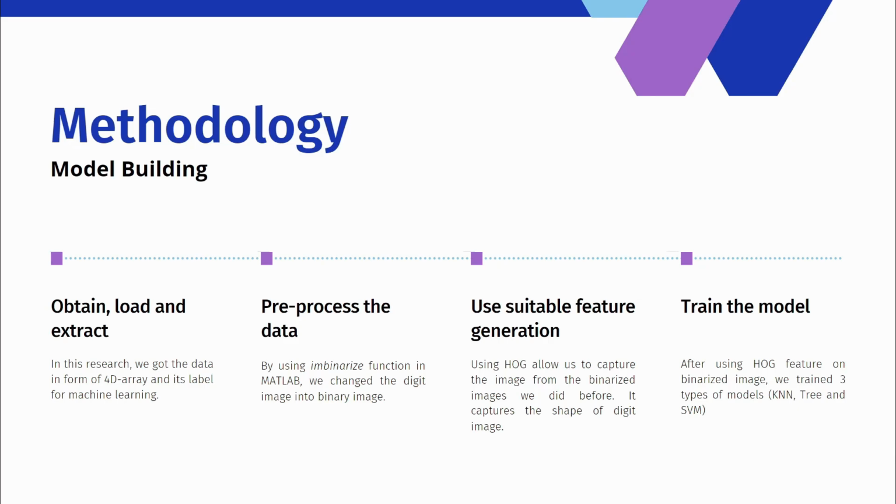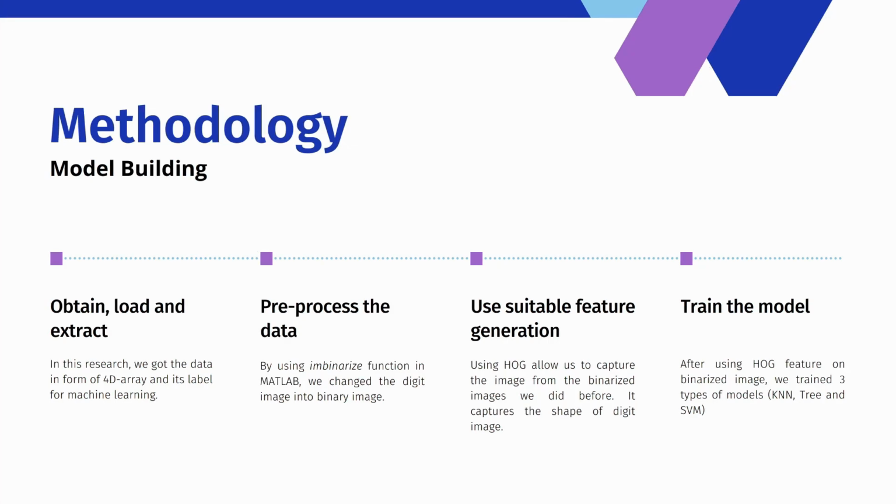And we use the HOG, known as histogram of oriented gradients, that captures the image piece by piece and also allows the machine to see the magnitude of each part and the orientation of the edges. Once the feature generation of the binarized images has been done, we can start to train a model based on our classifiers. We use three classifiers in this research, which are KNN or K nearest neighbors, the decision tree, and the SVM or support vector machines.